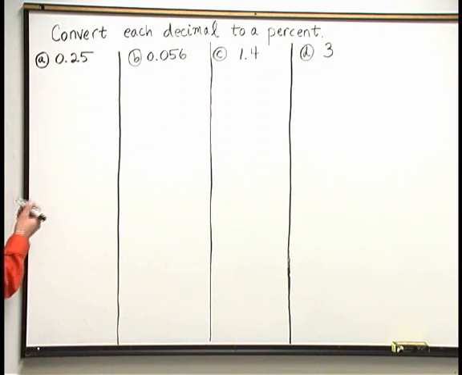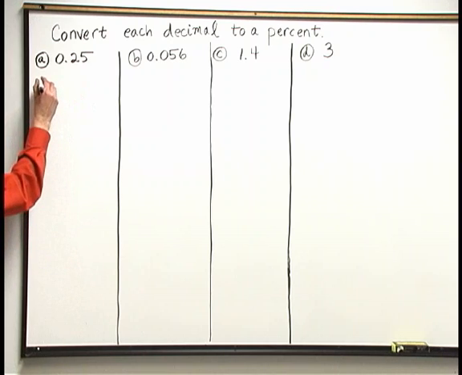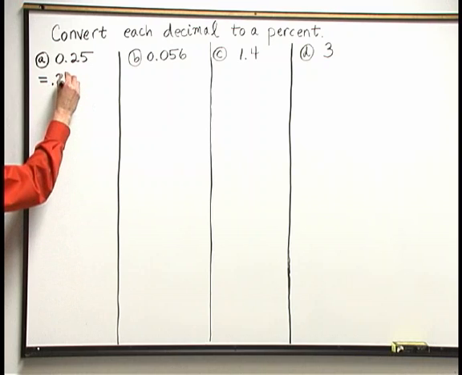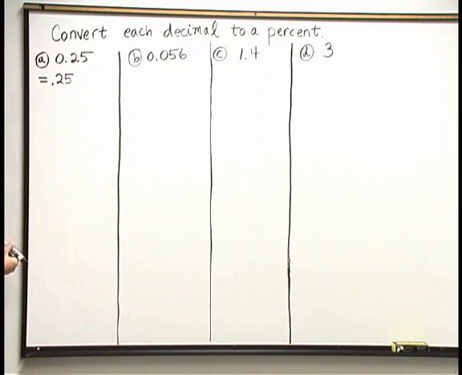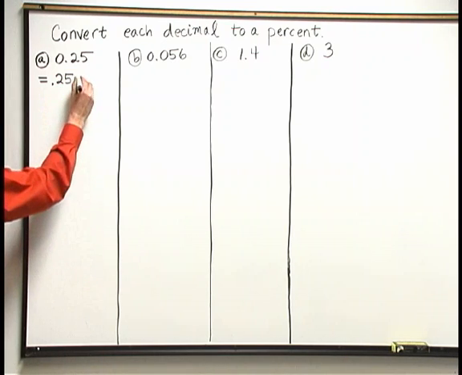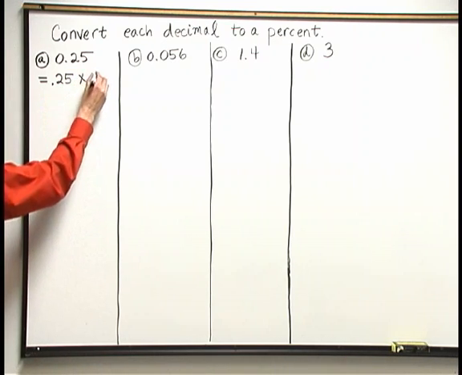Our first number is 0.25. 0.25 I could write as just .25. The 0 in front of the decimal point is optional. You can write it if you want, but you don't have to. Now, to convert to percent form, I take 0.25 and multiply by 100%.